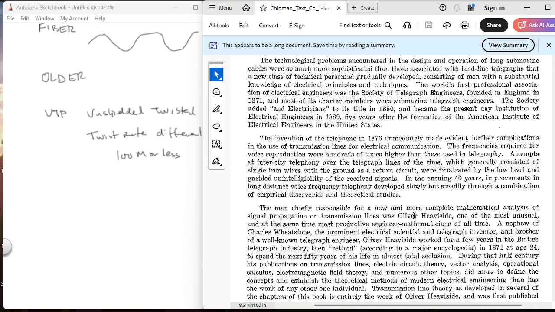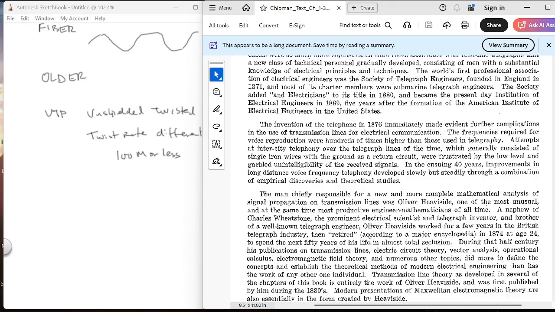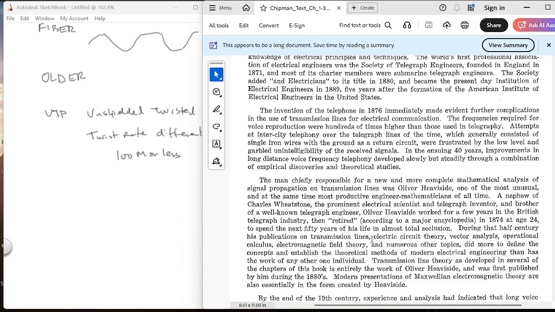He was a recluse. He is the most unusual and at the same time most productive engineer mathematician of all time. The nephew of Charles Wheatstone, a prominent electrical scientist and telegraph inventor, and brother of a well-known telegraph engineer, Oliver Heaviside worked for a few years in the British telegraph industry, then retired, according to Major Encyclopedia, in 1874 at age 24 to spend the next 50 years of his life in almost total seclusion. During that half century, his publications on transmission line, electric circuit theory, vector analysis, operational calculus, electromagnetic field theory, and numerous other topics did more to define the concepts and establish the theoretical methods of modern electrical engineering than the work of any other individual.